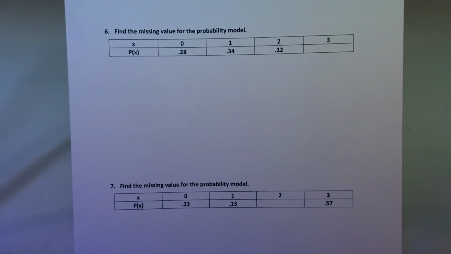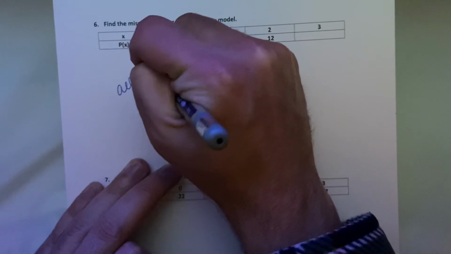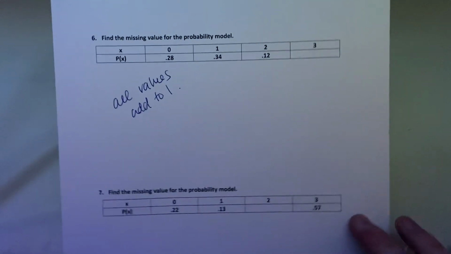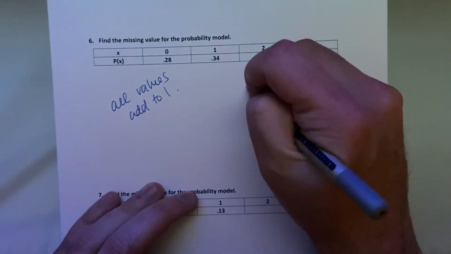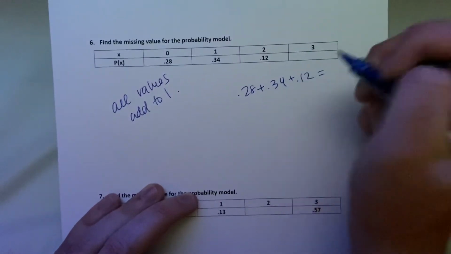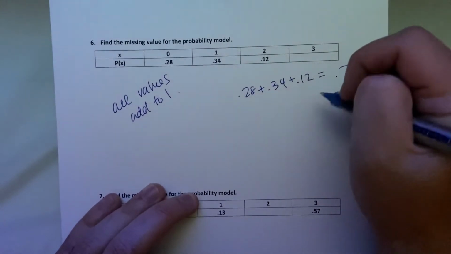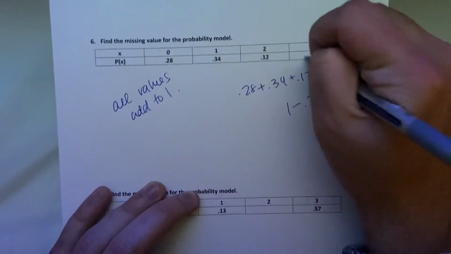The last thing that this section has you do is really easy. It says find the missing value for the probability model. Remember that all values add to 1. So you just add them all together and see what's missing. So if I add 0.28, 0.34, and 0.12 together, they add to 0.74. So the missing value is 1 minus 0.74, which is 0.26.